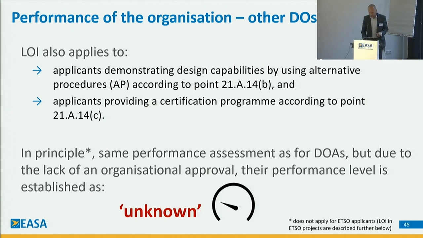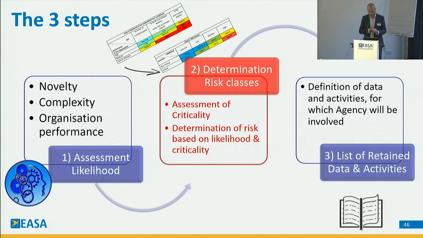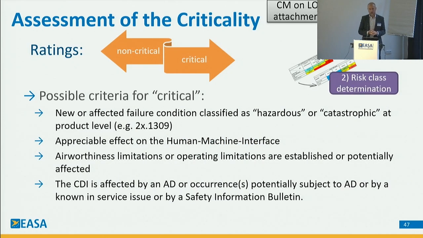So with the DOA performance, we have completed what we have defined as the assessment of the likelihood. To recap: DOA performance, novelty, complexity. These are the three values which say how likely it is that an identified non-compliance may occur. The next step is the assessment of the criticality. Again, we go back to two possible values: a CDI can be either critical or not critical.